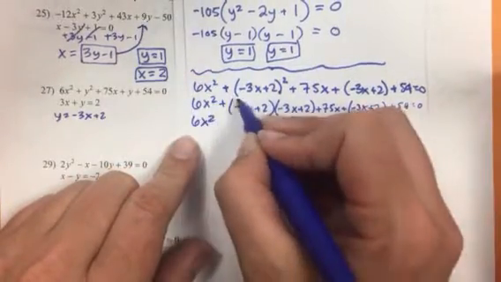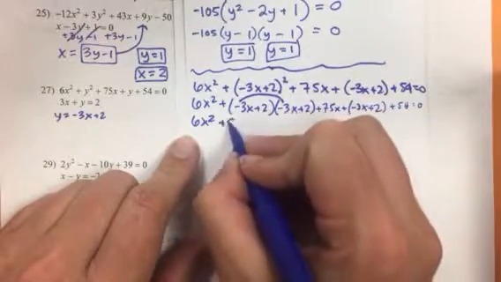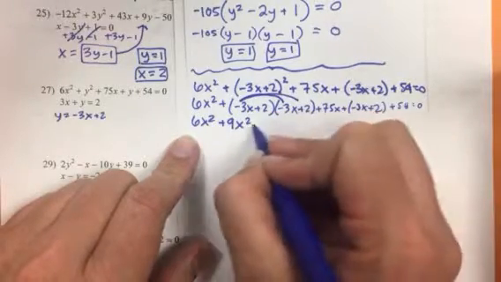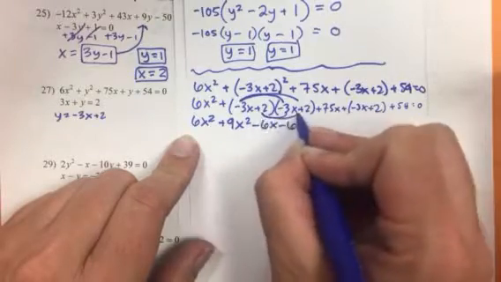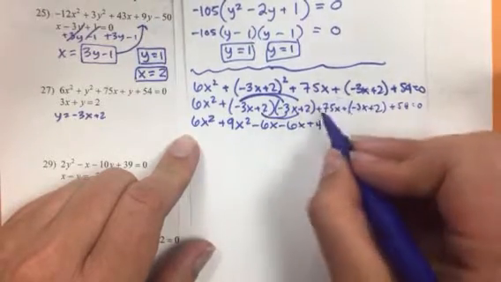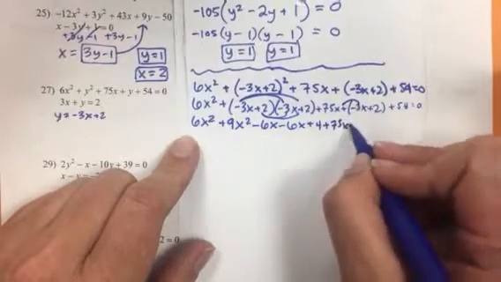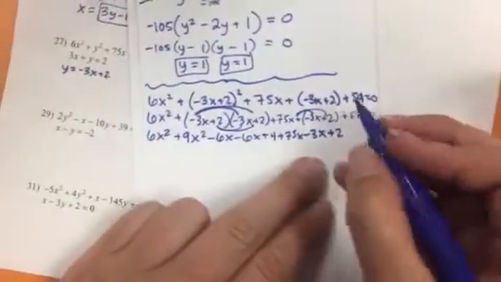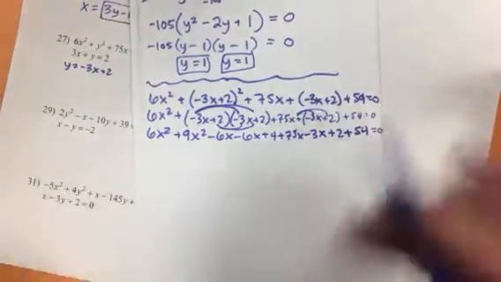6x squared. I distribute. Negative 3 and negative 3 make a positive 9x squared. Negative 3 and positive 2 make a negative 6x minus 6x plus 4 plus 75x minus 3x plus 2 plus 54 equals 0.